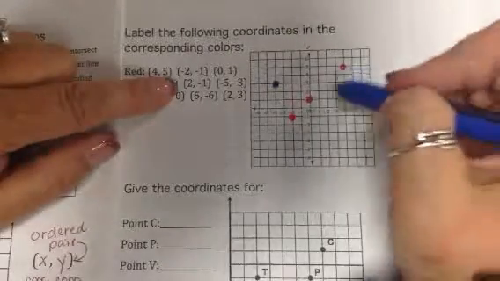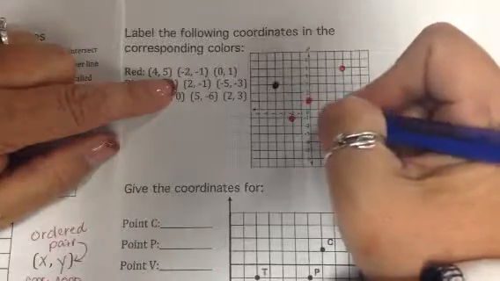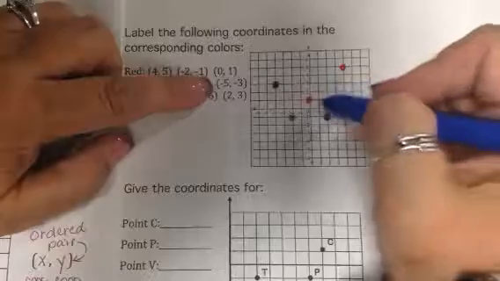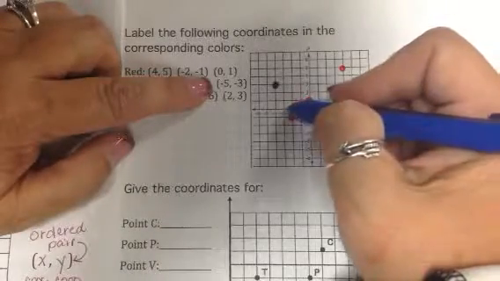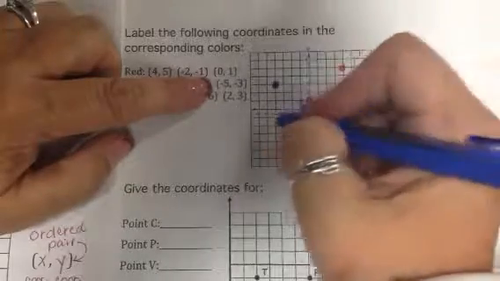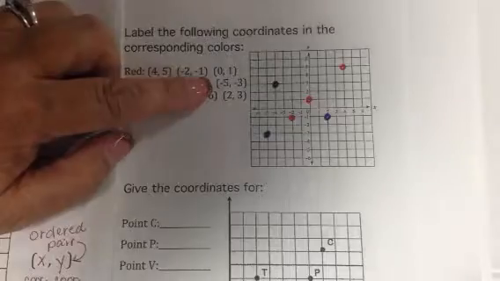Then we're going to do 2, -1. We're going to the right 2, down 1. And then -5, -3. So we're going to move to the left 5 and down 3. And that takes care of blue.